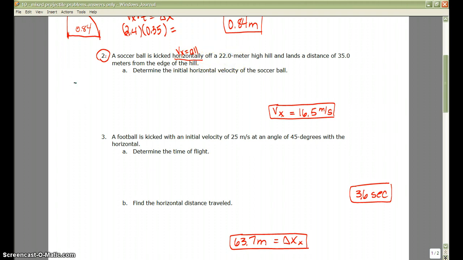So I'm going to put a little picture over to the side, so I have some room to work on the other side. This is 22 meters high. We know that when this ball is kicked, it's going to be kicked straight horizontally. We're trying to figure out what that initial horizontal velocity is. And we know that this object is going to travel from its starting point along the ground 35 meters.